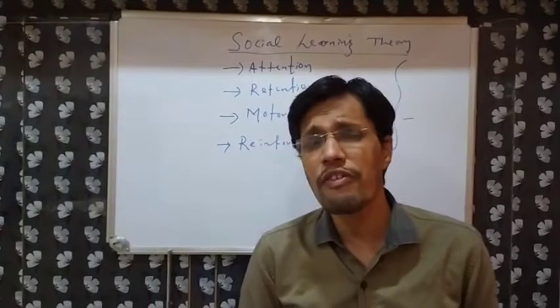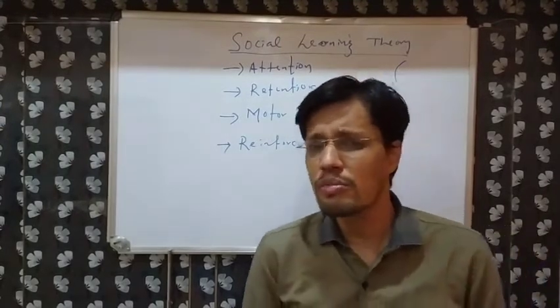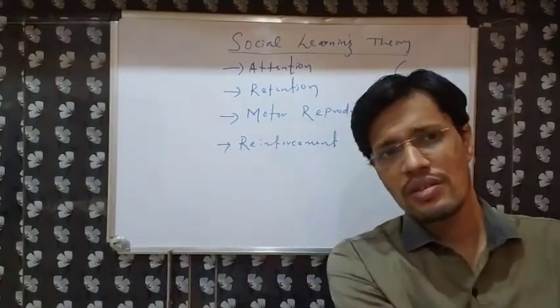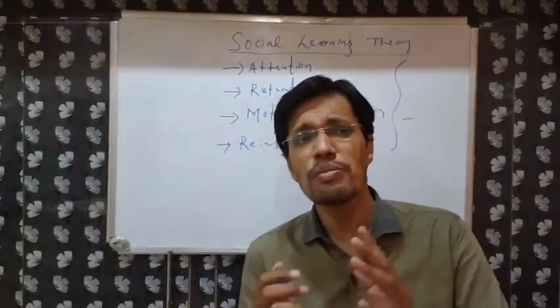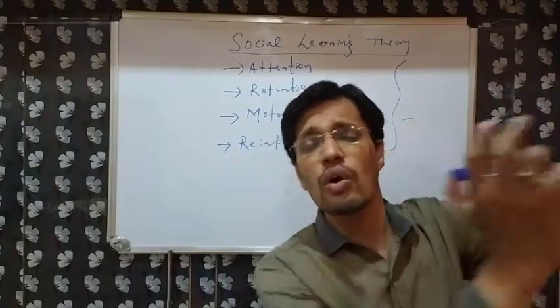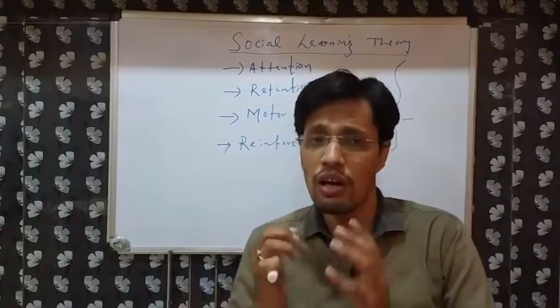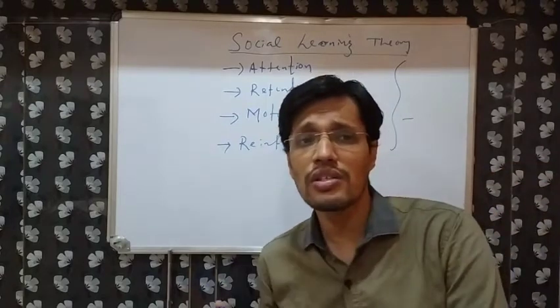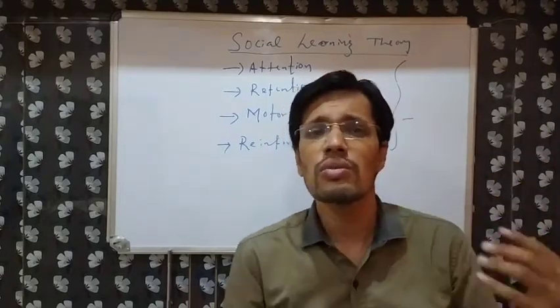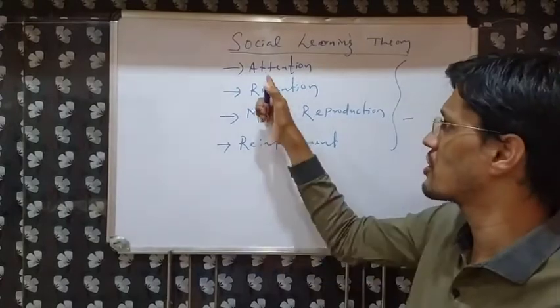So every time I see them, my attention is automatically attracted towards them. This is the first process: whose behavior we like most, our attention automatically shifts to. So the learner's attention is automatically drawn towards the model's behavior. This is the first, attention.